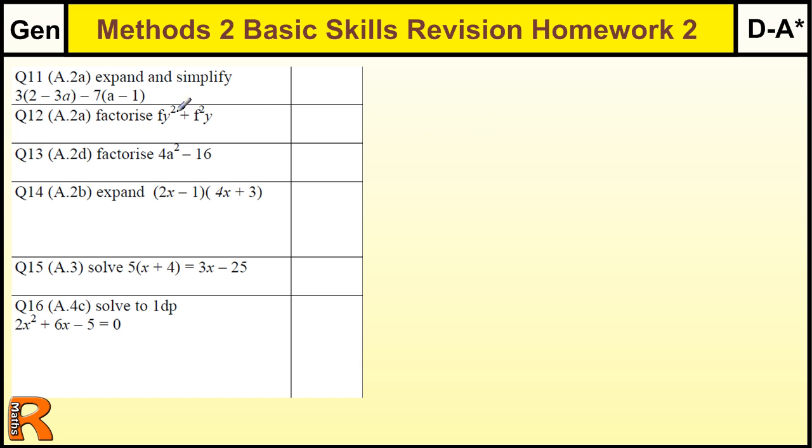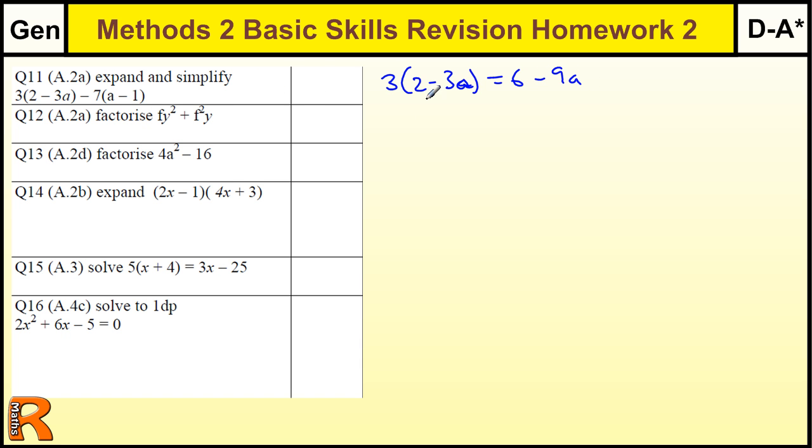Okay, question 11, expand and simplify. We've got two brackets here and we're subtracting. We've got to be very careful. As soon as we see this takeaway, this negative here, we've got to be careful with the signs. So let's just deal with the first bit. Sometimes it's better to do it a bit at a time. So 3 lots of 2 minus 3a. We've got 3 lots of 2, which is 6. 3 lots of minus 3a is minus 9a.